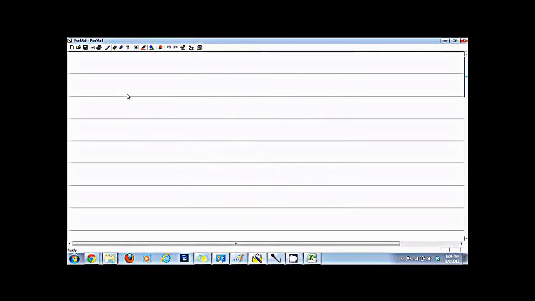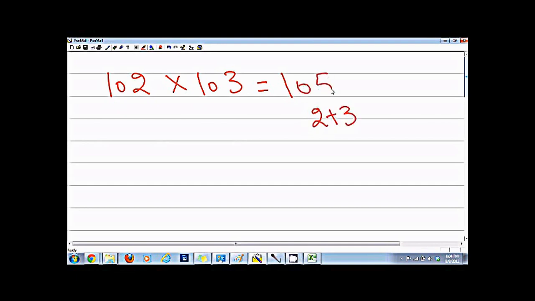Hi everyone, in this tutorial I will show you how to multiply two numbers which are close to 100 without using a calculator, quickly in your mind. For example, if I have 102 and I want to multiply by 103, I'll add 1, and then add 2 plus 3, which is equal to 5, so 105, and then multiply 2 and 3, which is equal to 6. So the answer is 10506. You can see this is the number from adding them, and this is the number from multiplying them.